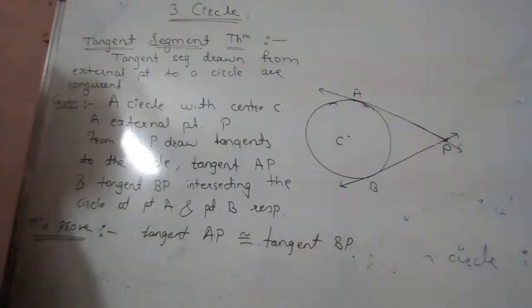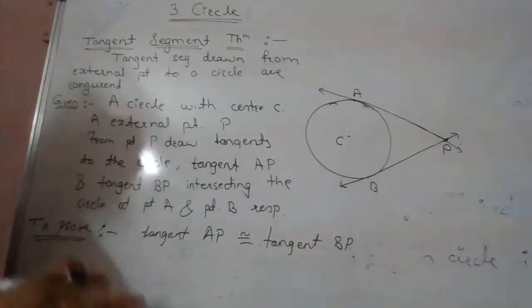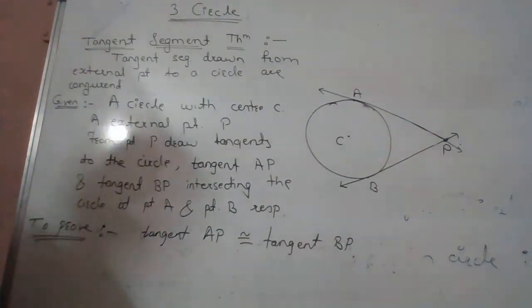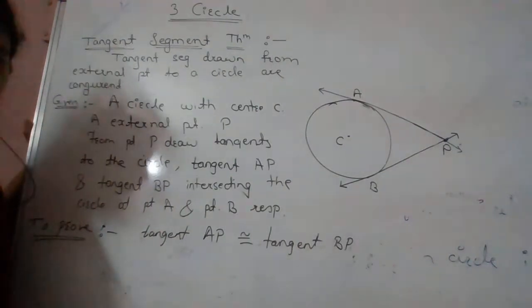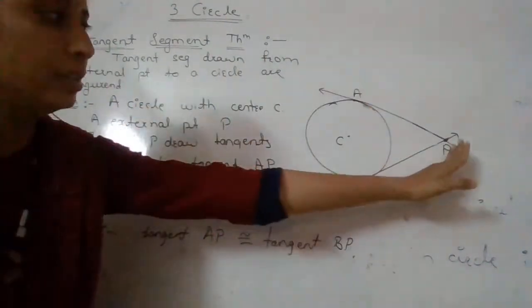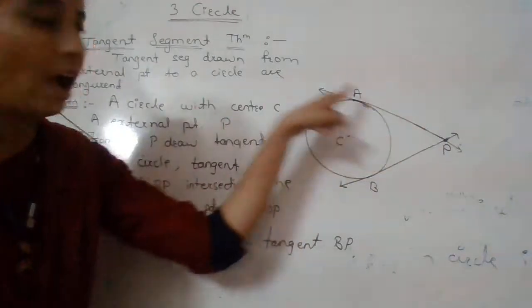Okay, so this is the given and to prove part. Now we are moving to the proof. Before moving to the proof, how do we prove this? Just remember, this is just a half of the triangle.